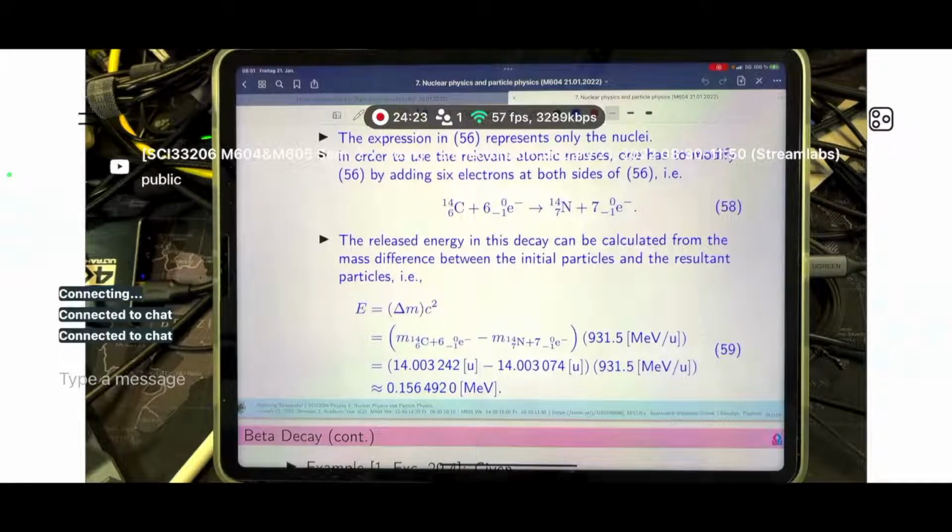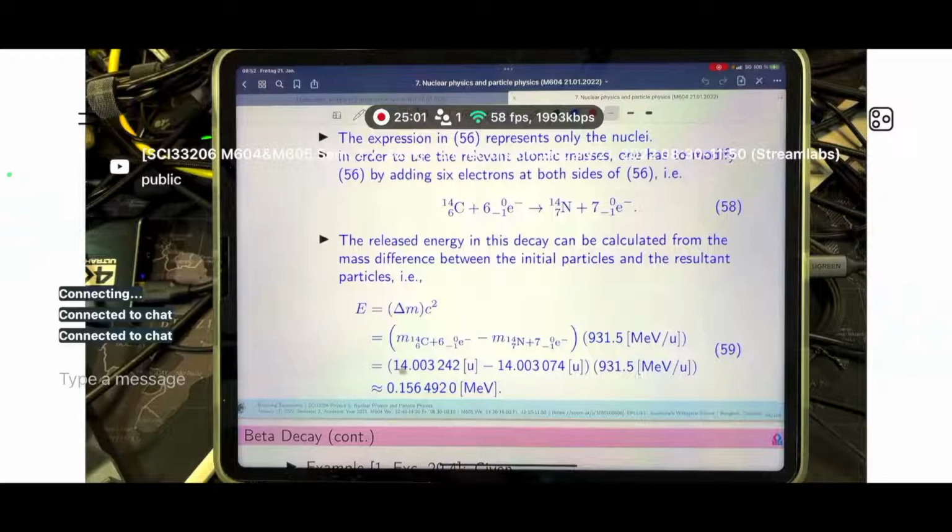Okay, the next step is to find the difference of the mass between the input side, carbon 14, and the output side, nitrogen 14. One of the neutrons has been converted to a proton, so we have one more proton, and the neutron will also emit one more electron. That's why we have one more electron at the output, but we neglect the mass of the electron, because the mass in the nucleus is more significant.